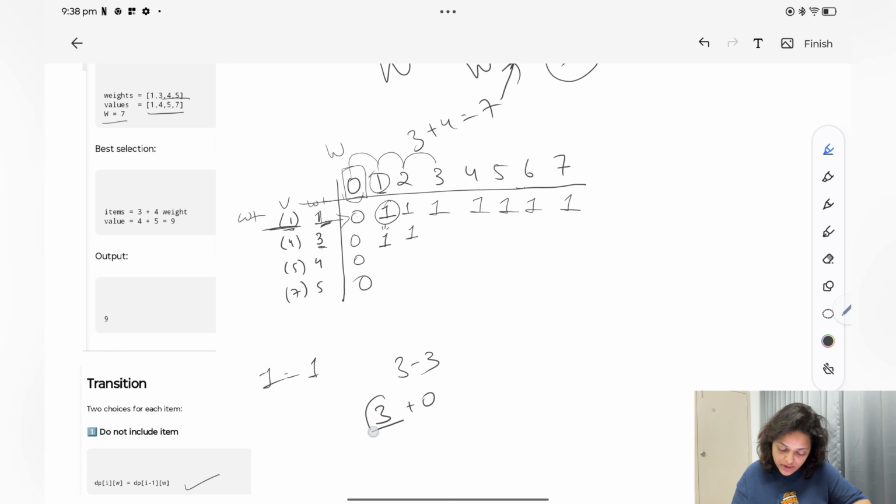Okay, but here we are calculating in terms of value. So what is the associated value for 3? 4, right? So we will write here 4. What is the associated value for 0? 0 only. So here 4 will come. We are writing in terms of values. Okay, so now here 4 minus 3, 1.